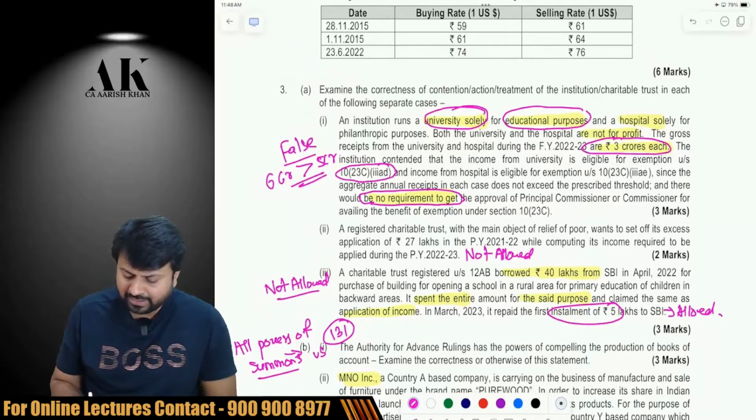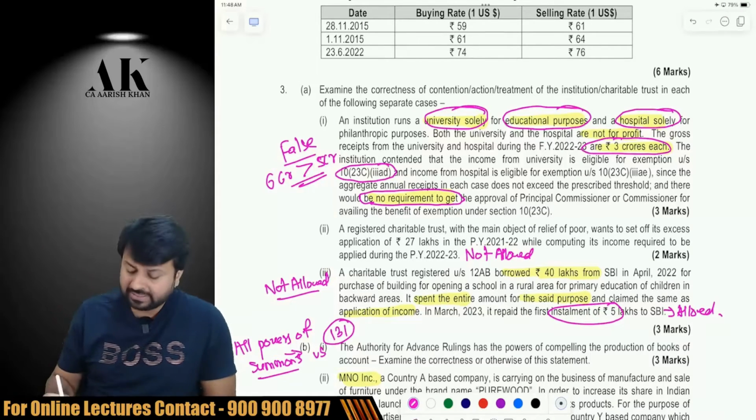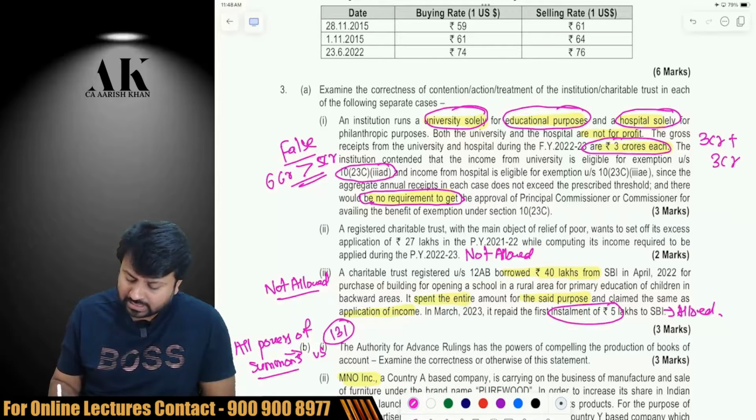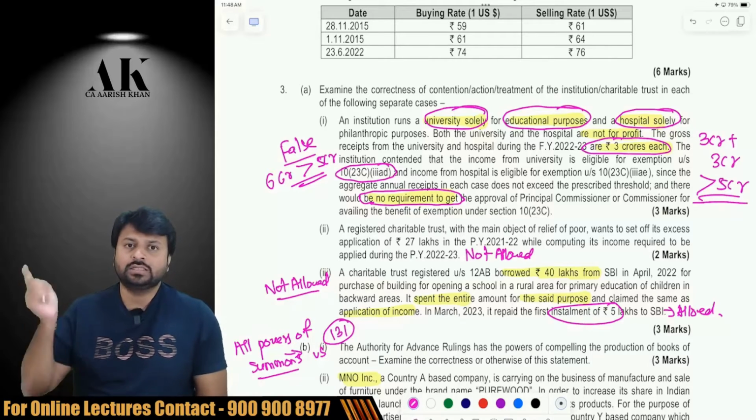Now it is partly for educational purpose and partly for hospital purpose. And for both the purposes, they are receiving revenues of 3 crore plus 3 crores. Are they liable for registration? The answer is yes. If the aggregate receipt is greater than 5 crore rupees, they are liable for registration. They are liable for approval.